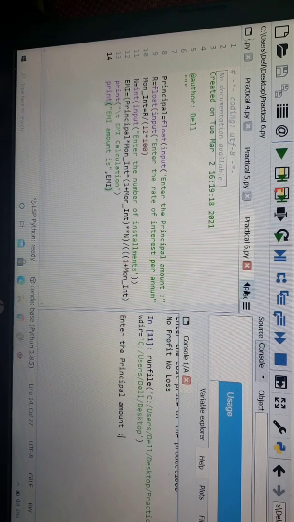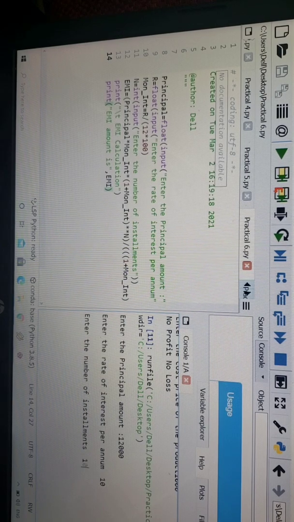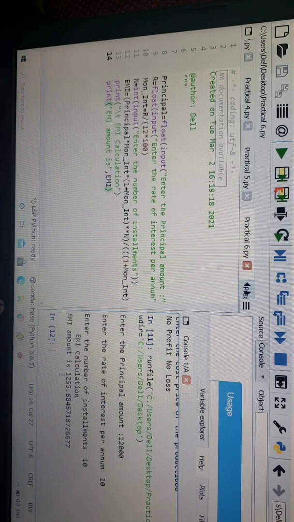Okay, enter the principal amount, rate of interest, number of installments. So EMI calculated per month should be 1,255 rupees 0.684. Okay, so in this way you can calculate the EMI.